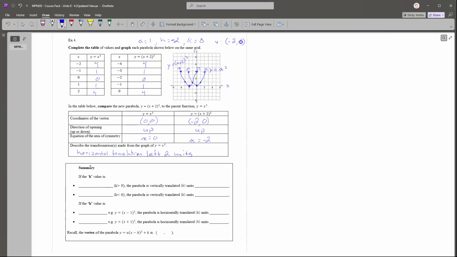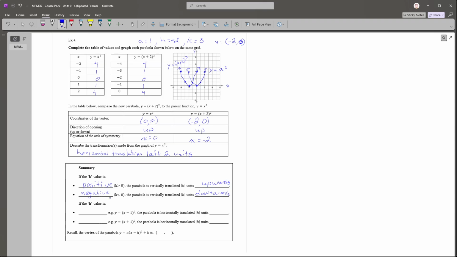Okay? So let's do a quick summary of everything we learned today. We know that the k value represents our vertical change. So that means if we have a positive k value, what direction does it take our whole relation? Well, it translates the entire parabola vertically up. How much? The absolute value of k. Okay? And when we have a negative k, k is less than 0, then this one is going to push the entire parabola downwards. How much? By the absolute value of k.